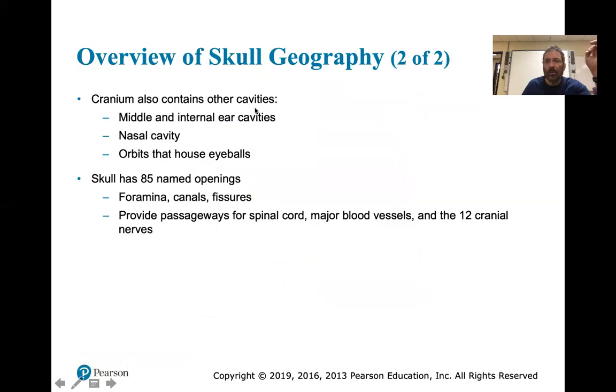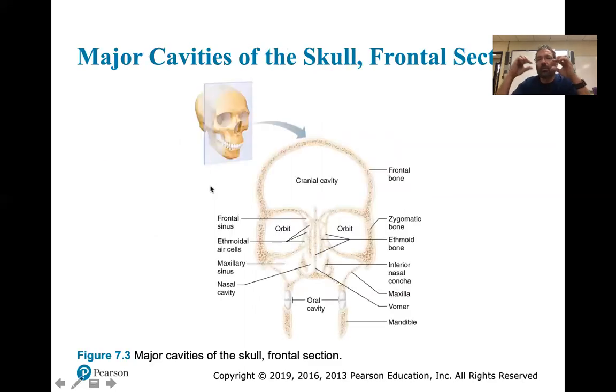The cranium also contains other cavities: the middle and internal ear cavities, which are in the middle portion of that, and the nasal cavity, which we'll see from the anterior. And orbits that house the eyeballs, or eye sockets. The skull has 85 named openings. Don't worry, you don't have to know them all. Foramina, canals, and fissures are openings. Foramina are usually tiny. Fissures are generally not round, they're more oval.